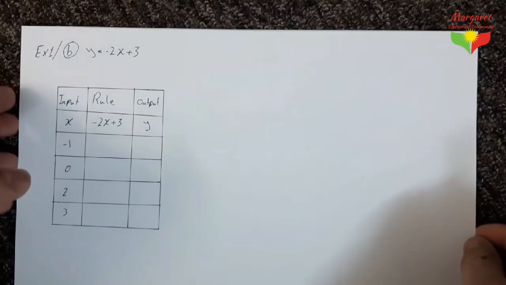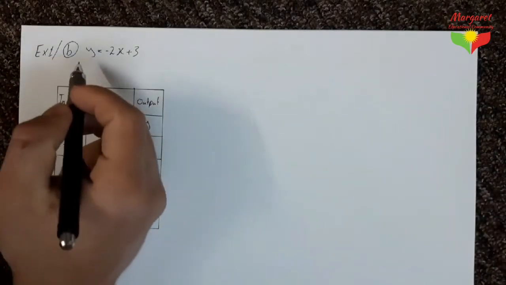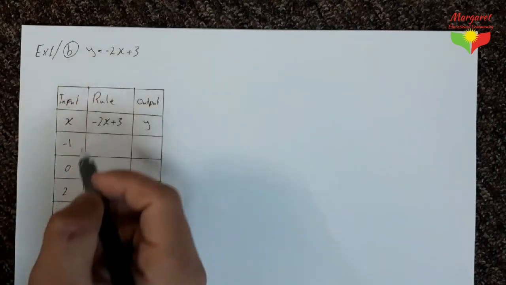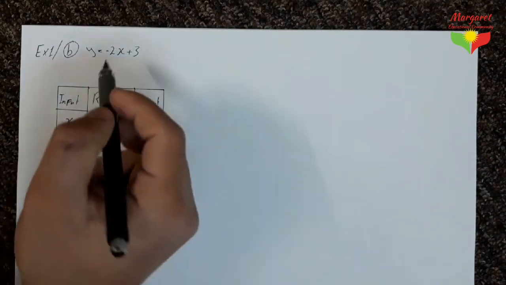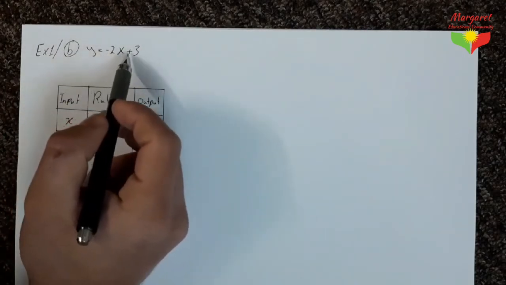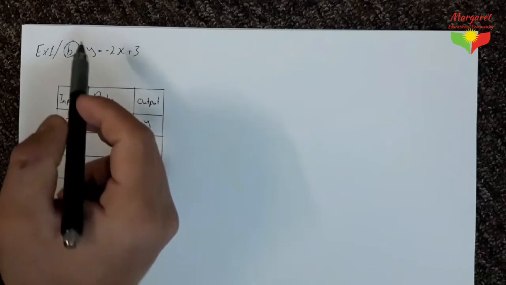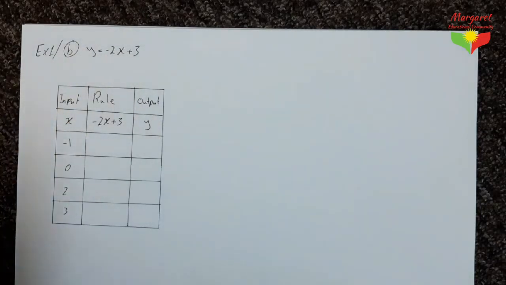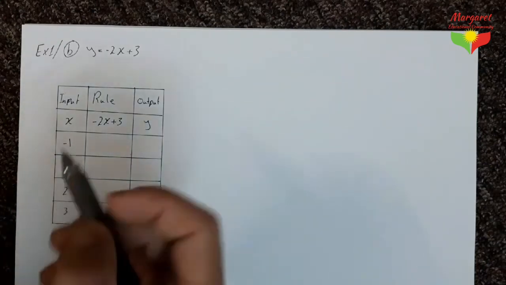And now we have example 1 part B. The function is y equal to minus 2x plus 3. And we know that x is the input and minus 2x plus 3 is the function rule and y is the output. And we say that to find the output, substitute the input value into the function rule.